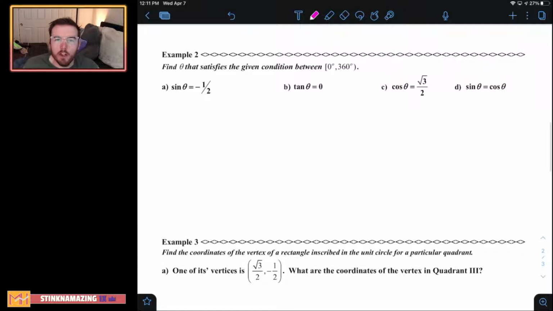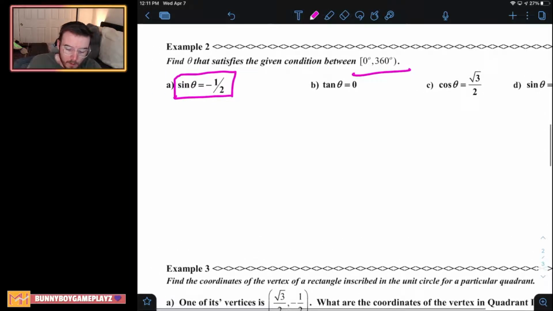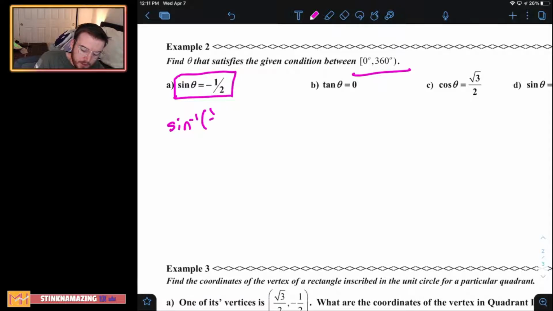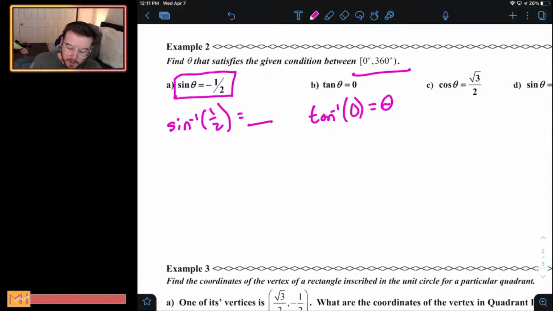So now we're going the other way around. We're trying to find an angle between 0 and 360 that satisfies this equation. Well, we've used it before already in class. The inverse trig function will tell you your answer.